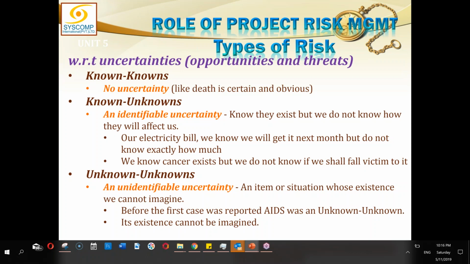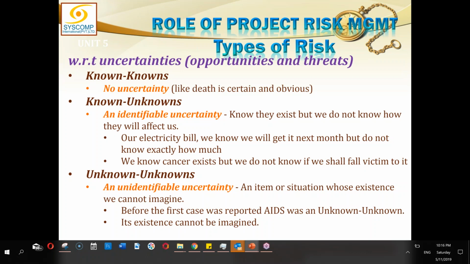Like you see, before the first case of AIDS was reported, it was a complete unknown. Nobody ever heard about what it is. But once it was recognized, when it was identified, it became a known unknown. But before it, nobody knew about it; this was an unknown unknown.